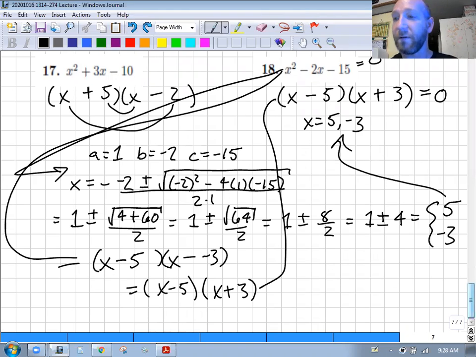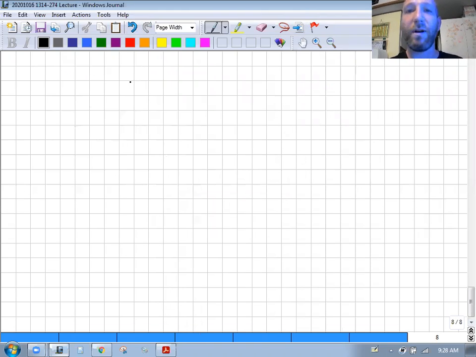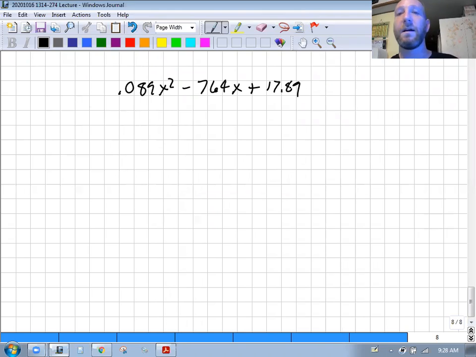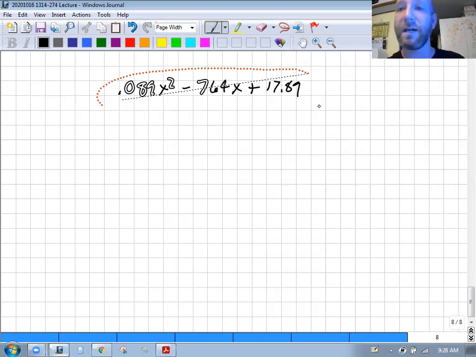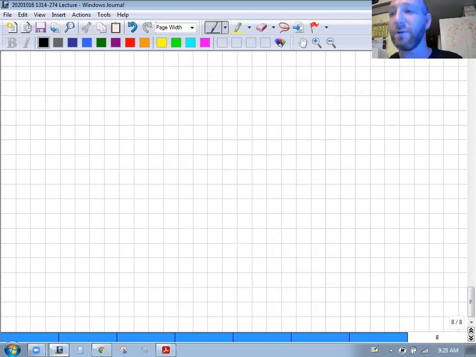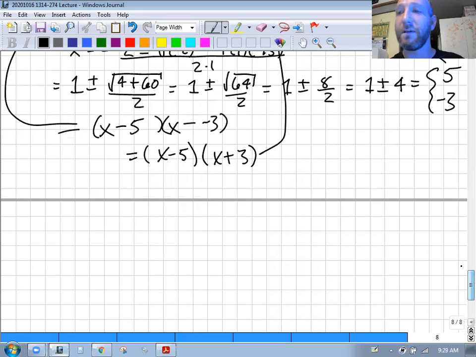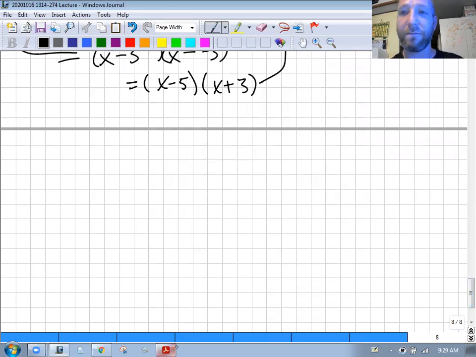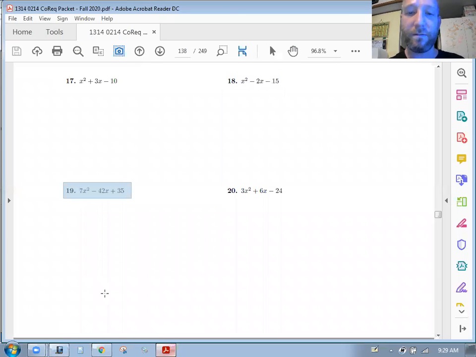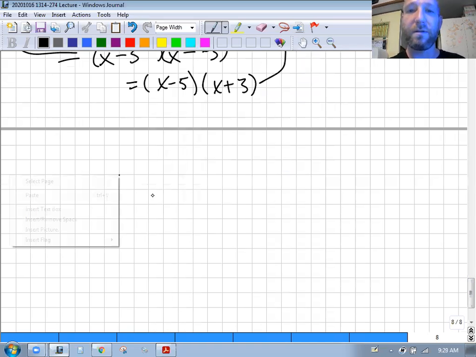So if you have something like 0.089x squared minus 764x plus 17.89, how are you supposed to factor that, right? Well, you can always use the quadratic formula, and it'll tell you the solutions. All right, and we'll do examples kind of like that. We won't use such ugly numbers. We'll use numbers just ugly enough to where you can't just look at it and guess the factors. So like this one.